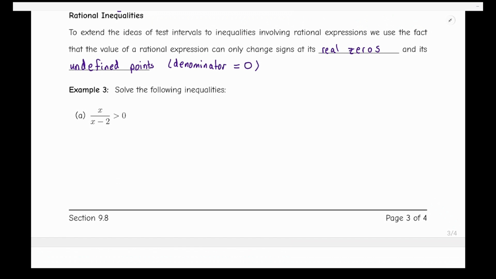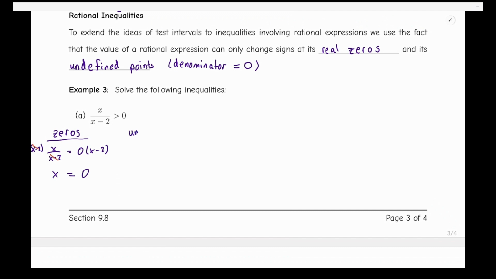So let's solve the following inequalities. The first thing is we want to find our zeros, which is when x over x minus 2 is equal to 0. Go ahead and multiply both sides of this equation by x minus 2. The x minus 2's cancel out on the left, so we get x, and 0 times anything is 0. So our zero is 0.